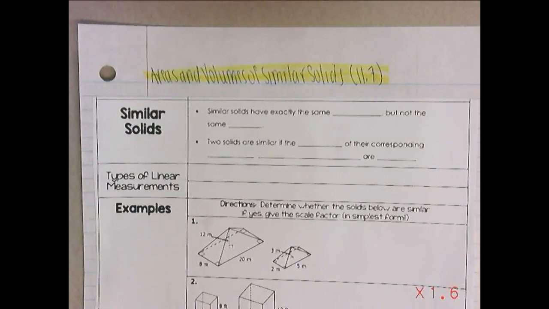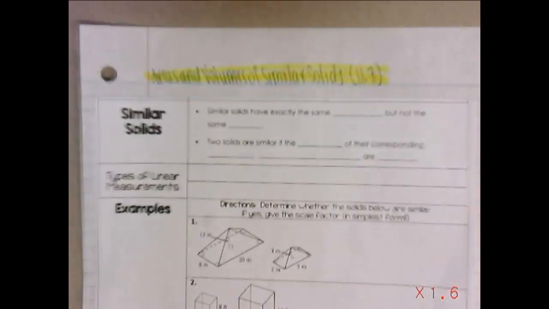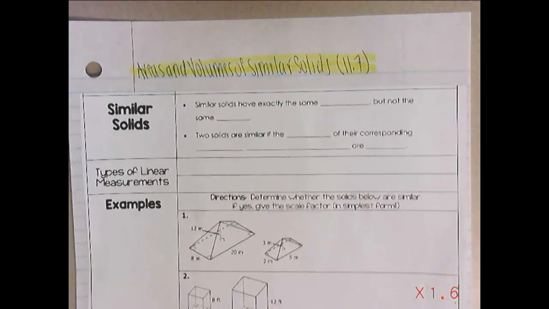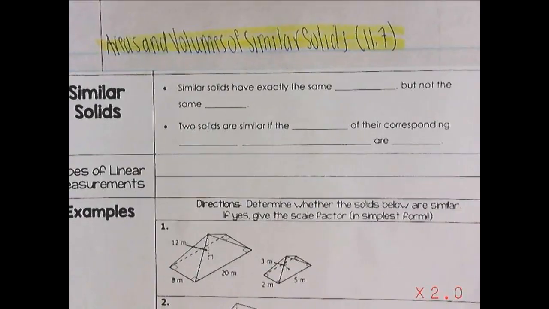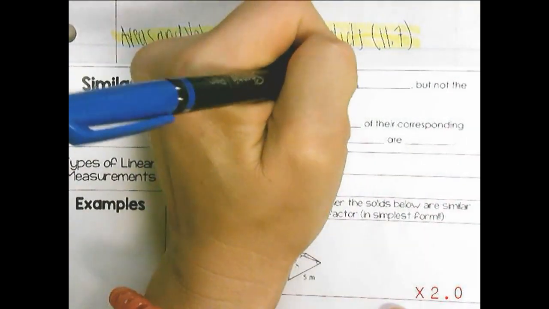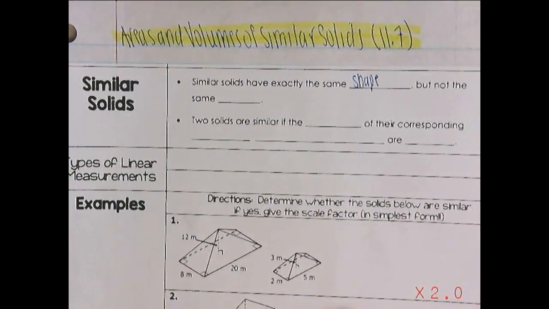Hi guys. So today, area and volumes of similar solids. Similar. That's the key word here. Let's see if I can make this a little bit more legible. One day I'm going to get a little bit more technologically advanced, and hopefully you can see. Okay, so similar solids have exactly the same shape, but not the same size. The same shape, but not the same size.